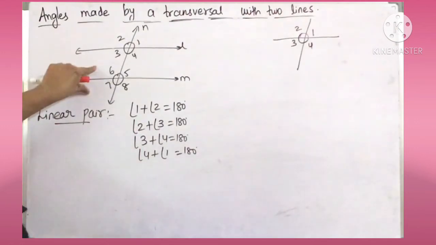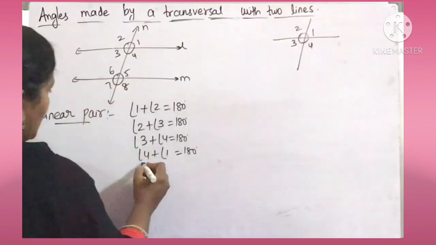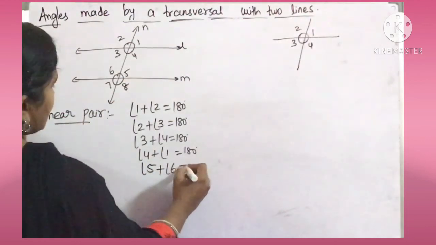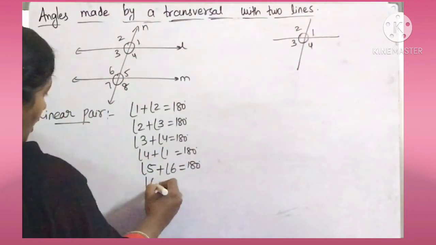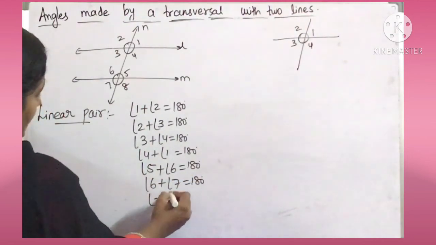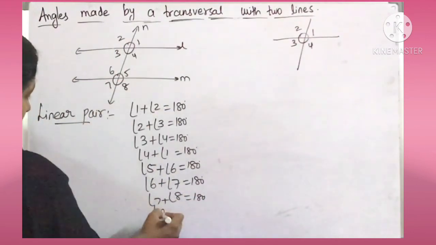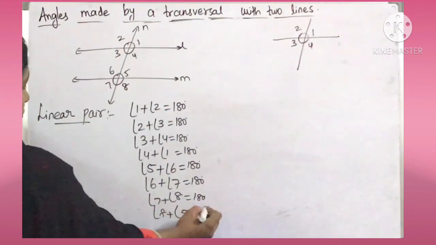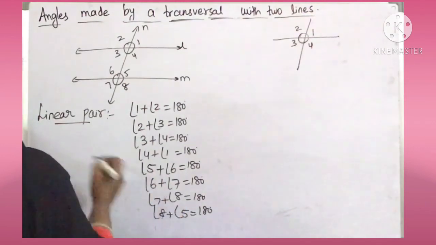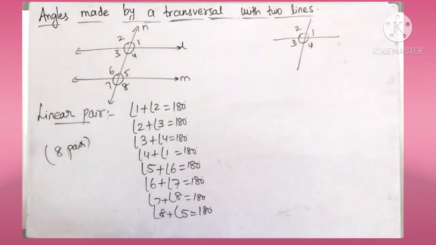Now coming to the other 4 angles, 5, 6, 7, 8. So from here we can write angle 5 plus angle 6 is 180. Angle 6 plus angle 7 is 180. Angle 7 plus angle 8 is 180. And angle 8 plus angle 5 is 180. So in total we are going to get 8 pairs. 8 linear pairs when a line intersects two other lines at different points.